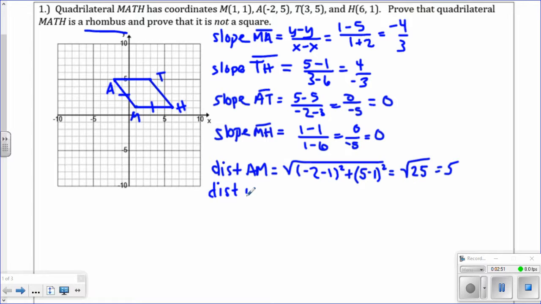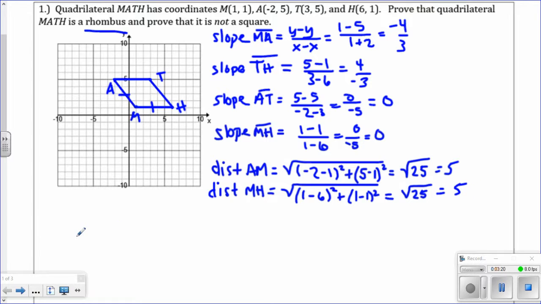So I'm going to do MH. It doesn't make sense to do a side across from it because that really would just be proving it's a parallelogram. So you have to do two sides next to each other. Okay, MH. I'm going to start with point M. So it's x minus x: 1 minus, where's H? 6 squared. And then I'm going to go back to point M, so 1 minus 1. And same thing's going to happen. You're going to get a 25 under the radical, and the square root of 25 is 5.